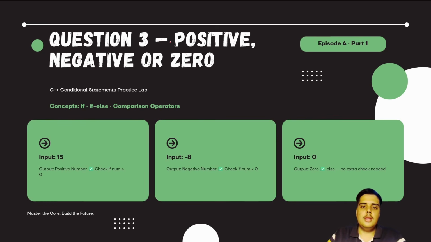We have to check whether the number given by the user is positive, negative or 0. So in this question, the concepts included are if else and comparison operators. Let's say if user gives 15 as input, the output should come as positive number. If the input given is -8, then output should come as negative number. And if input is 0, the output should be 0. So let's do this question in our VS Code next.